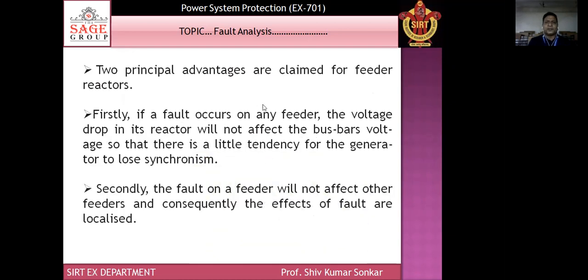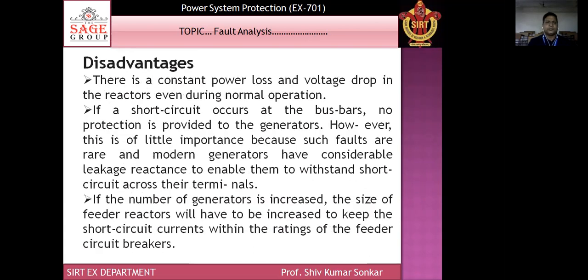Two principal advantages are claimed for feeder reactors. Firstly, if a fault occurs on any feeder, the voltage drop in its reactor will not affect the bus bar voltage, so there is little tendency for the generator to lose synchronism. Secondly, the fault on the feeder will not affect other feeders, and consequently the effects of the fault are localized.